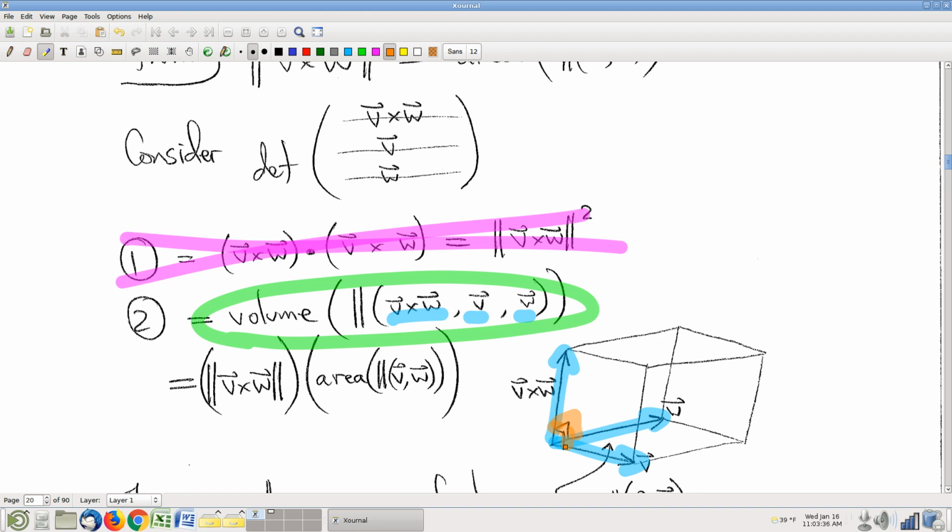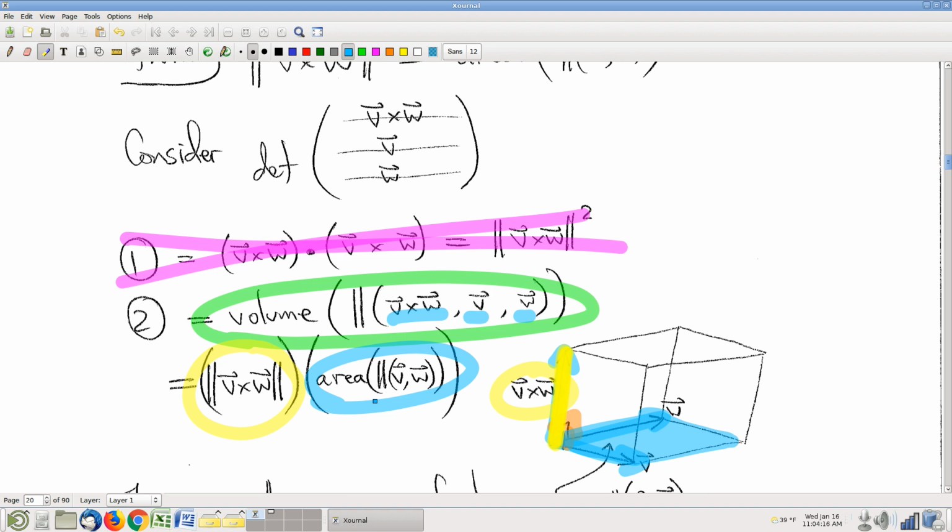Right. So there's this base down here. Let me make some color choices. We've got this base down here, and then we've got a height. And the volume, I remind you of high school geometry, is going to be the base times the height, the altitude, if you will. Because it's a right angle, that altitude is just the length of this cross product, and then times the area of that base. Everybody good? Okay, great.